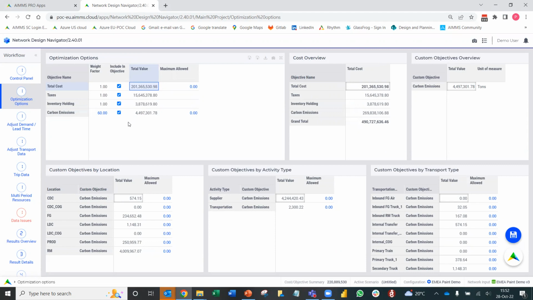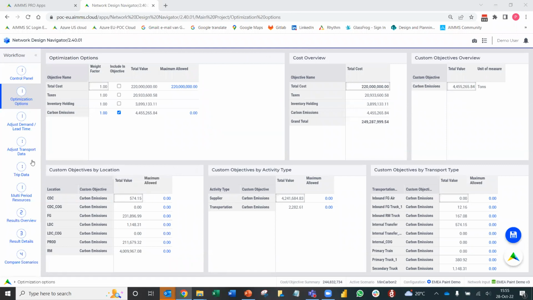So what you've seen here is the ability to run these multiple scenarios to try and evaluate what's the best way to make these trade-offs using constraints and different objectives. And you can do that for the overall network. You can also do it per geography or per activity type or by mode of transport. So really lots of options to run these various scenarios and compare them.